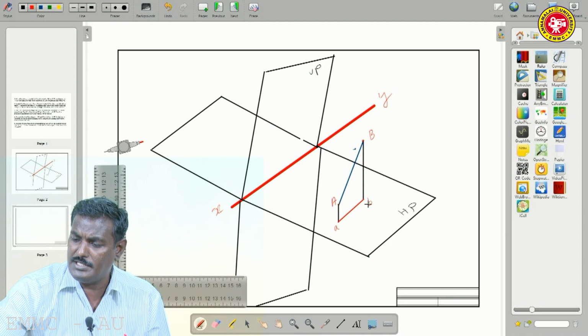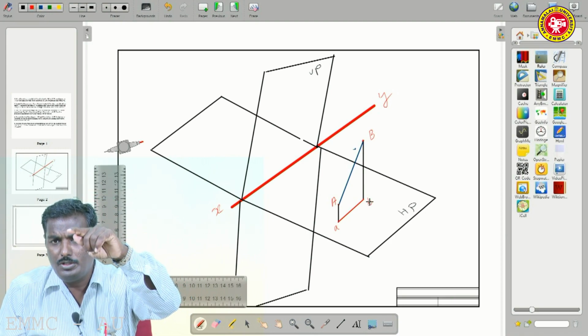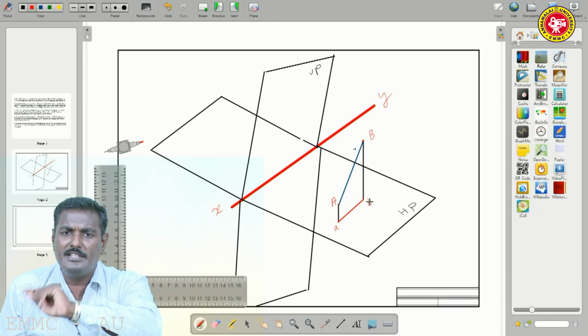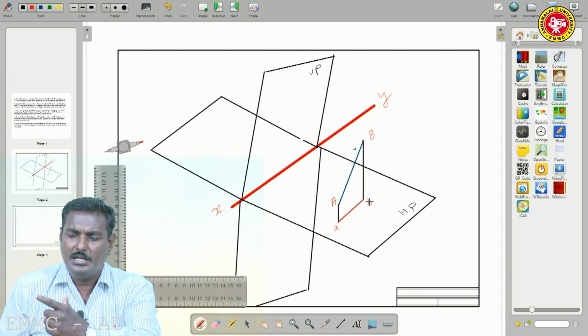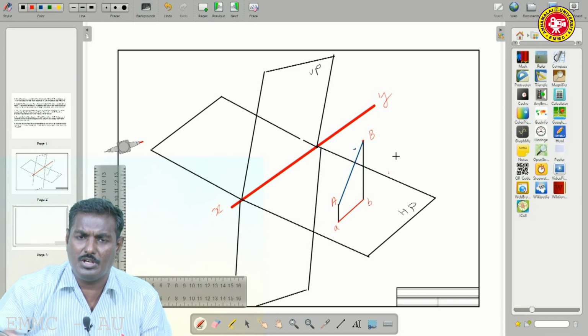So, this is A, B, because by looking from the top, we are able to project the two endpoints A and B onto the horizontal plane, that is small a, small b, joined by the shortest distance, a straight line. So, that is the concept here.